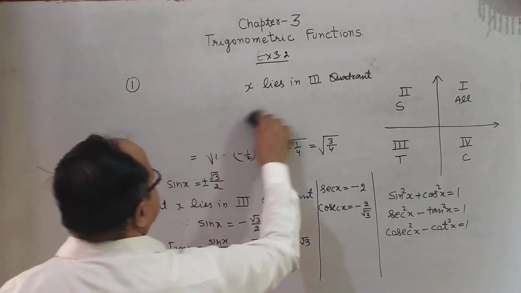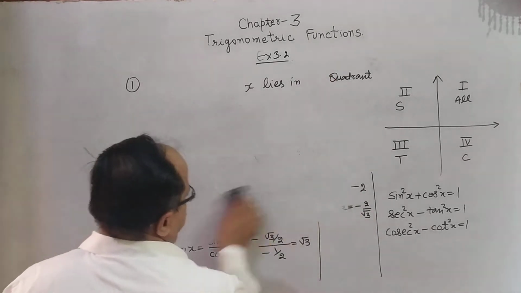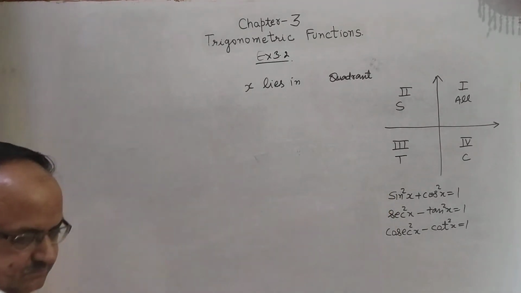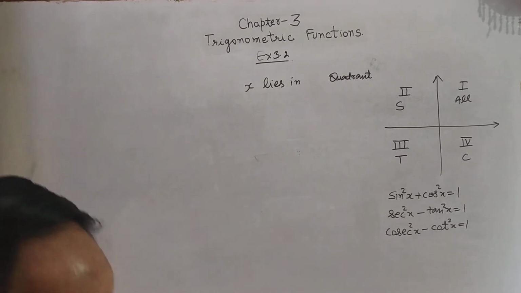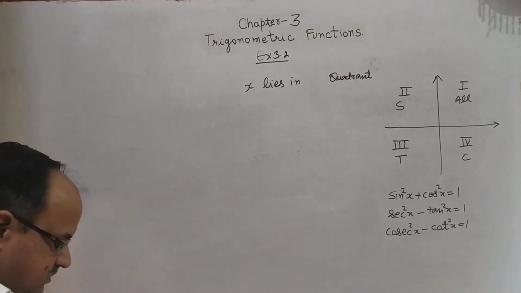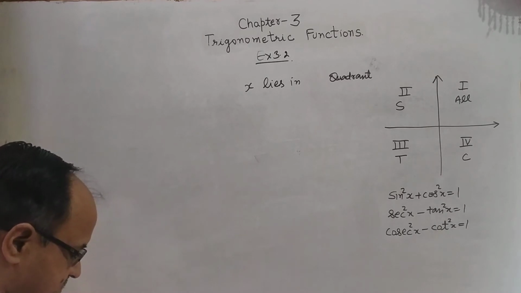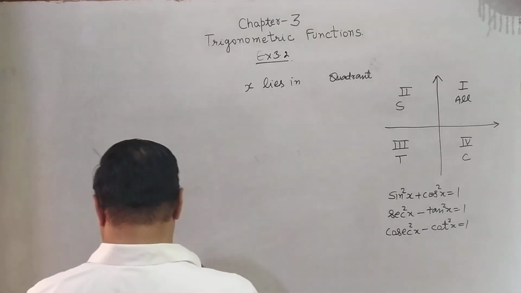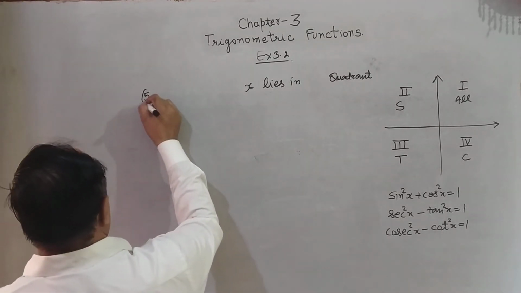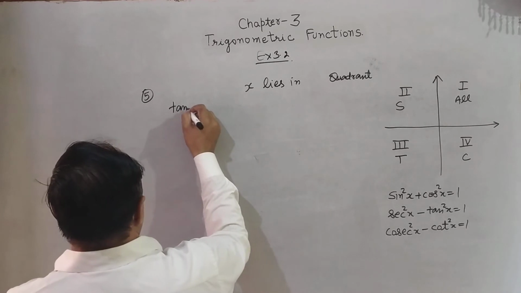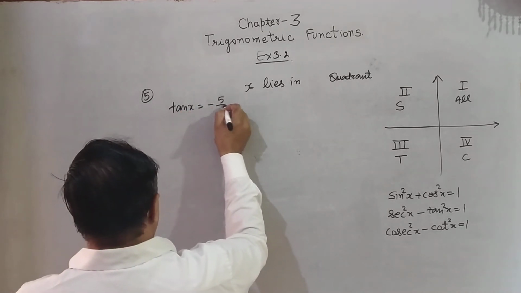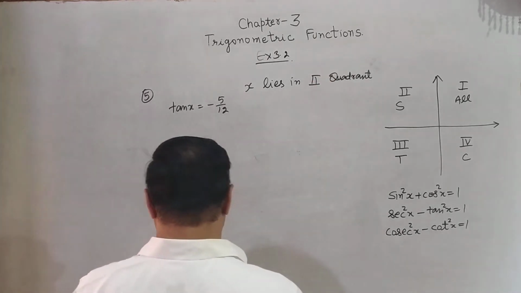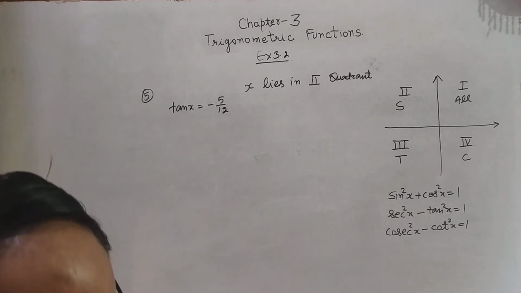This is question number 1. Next question, question number 5. Tan x is equal to minus 5 by 12 and x lies in the second quadrant.